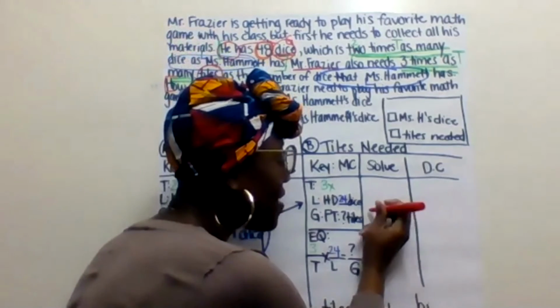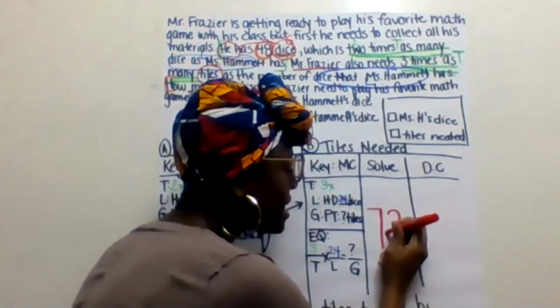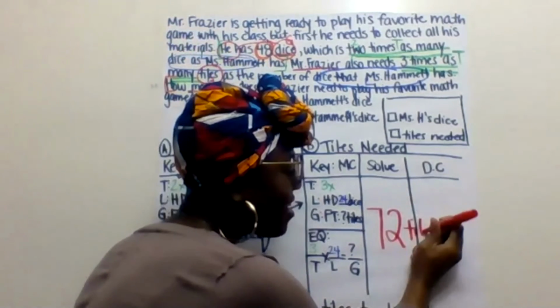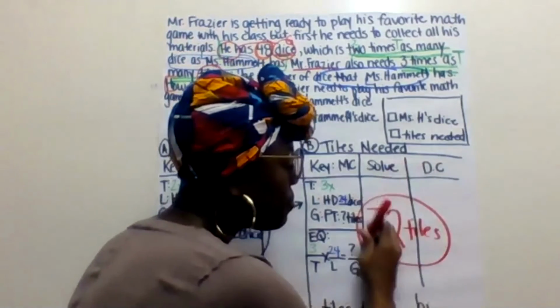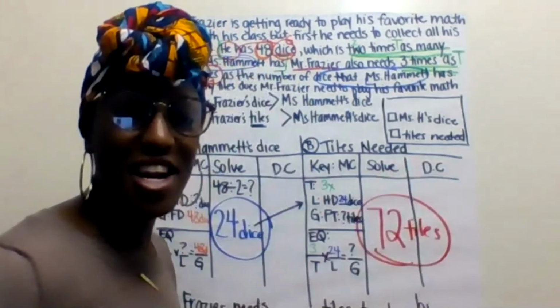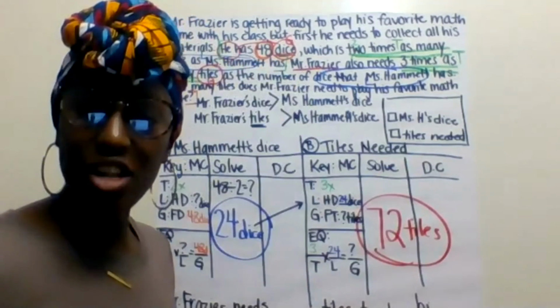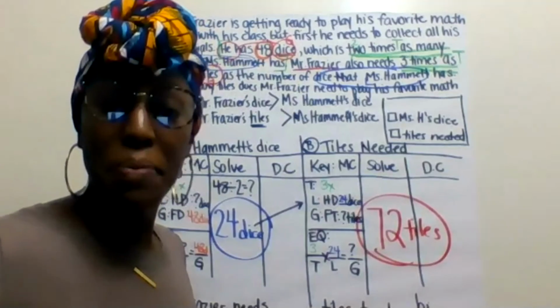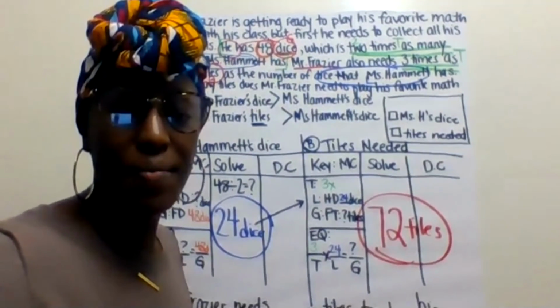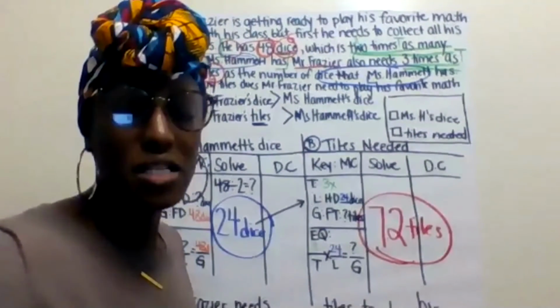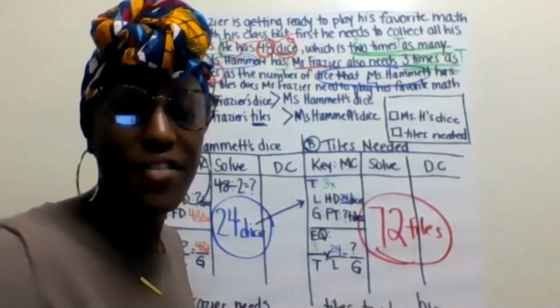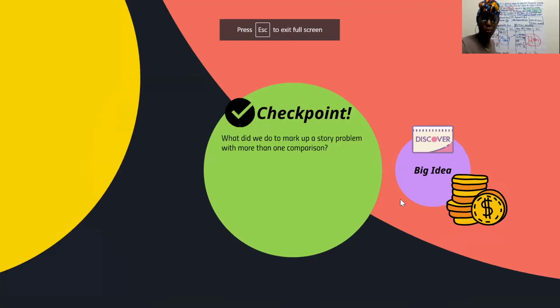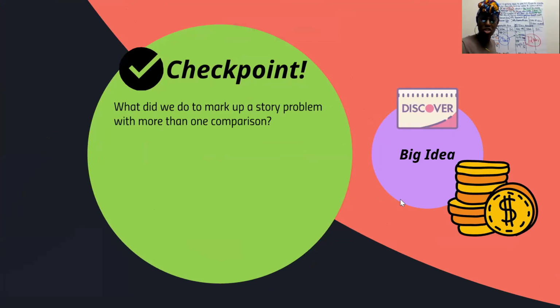All right, so what answer did you get for this part? Okay, nice work. I love how you gave me your why, 72 tiles. And again, beautiful work on your diagram to show me that you double checked your work using a multiplicative tape diagram. So, Mr. Frazier, I hope you have enough tiles for your exciting math game, and please do share it with me.